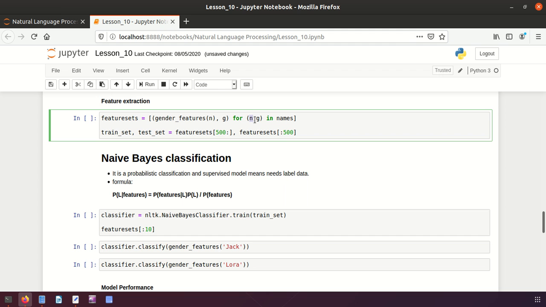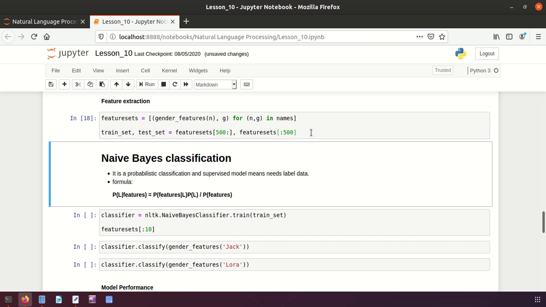N means names and G means gender, and I am passing N, the names, to the function. The function will return the last character of the name, and based on the last character and also the gender for that, we then split the data into training and testing data, right? We start from 500 till the end as training data, and from the beginning to 500 will be considered as test data.